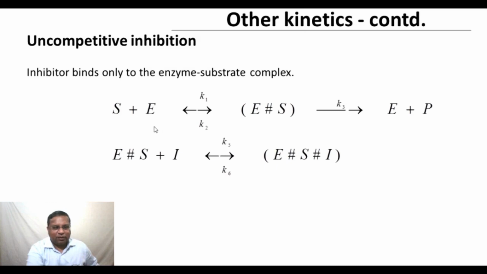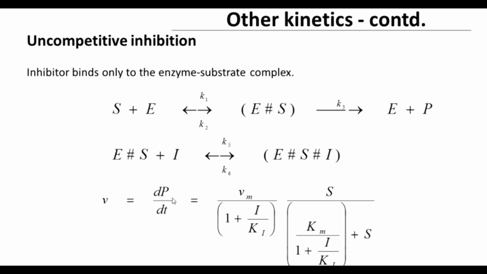In such a case, the reaction mechanism is the Michaelis-Menten plus enzyme substrate complex plus I, giving you reversibly the enzyme substrate inhibitor complex. The derivation of this would lead to dP/dt equals Vm by 1 plus I by Ki, divided by S, into S by Km by 1 plus I by Ki plus S. As you can see here, Vm S by Km plus S was the original expression. Vm by 1 plus I by Ki is the parameter here. Km by 1 plus I by Ki is the parameter here. Both have been modified for uncompetitive inhibition.